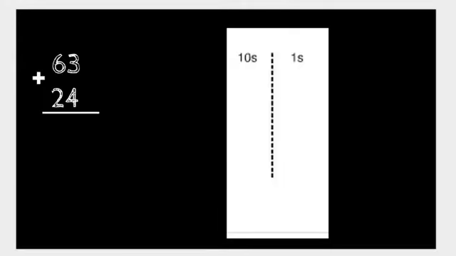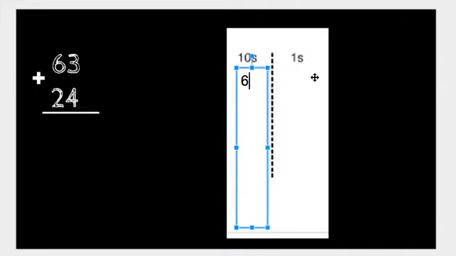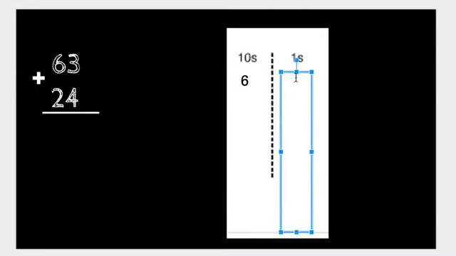So we know that in the number 63, we have a 6 in the tens digit and a 3 in the ones digit. So we can say that we have 6 tens and 3 ones added to 24, which has 2 tens and 4 ones. So on the side over here, I am going to write the fact that we have 6 tens in the number 63, and we also have 3 ones. And I'm going to move this up just a little bit. So there's our number 63. So 6 tens and 3 ones.